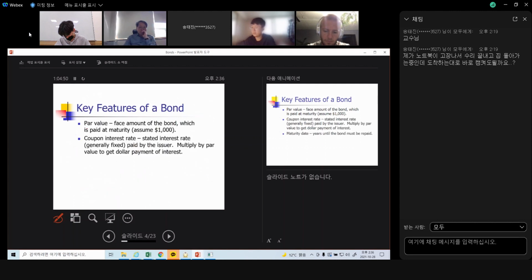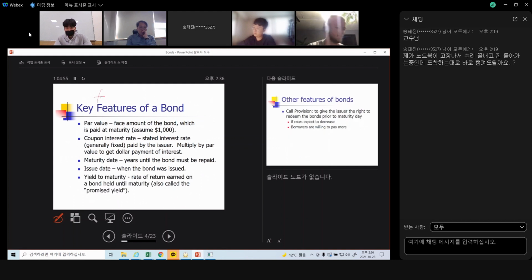So here are the key features of a bond. Par value, also named face value. Par value is the face amount of the bond which is paid at maturity. And from now on, we assume the face value is $1,000. Coupon interest rate is the stated interest rate, generally fixed, paid by the issuer, multiplied by par value to get the dollar payment of interest. The maturity date is the years until the bond must be repaid. In the previous example, 3 years maturity, something like that. Issue date is when the bond was issued.